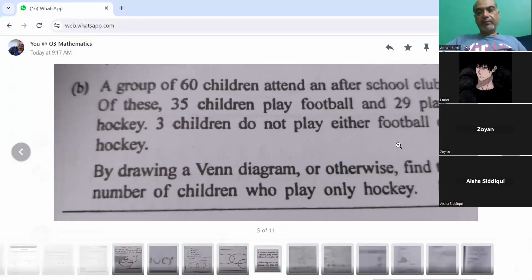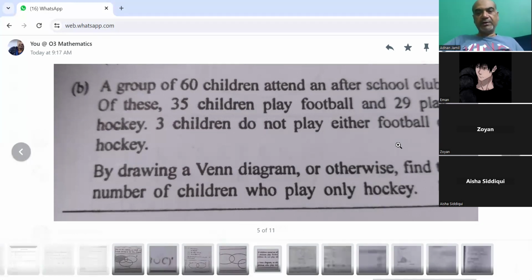A group of 60 children attend an after school club. 35 play football, 29 play hockey, and three children do not play either football or hockey. We have to draw a Venn diagram and then find the number of children who play only hockey. In these questions, we find out the common region first, the common region between the number of students who are playing football and hockey. So we make two circles and then we point out the common region. Let the common region be X.